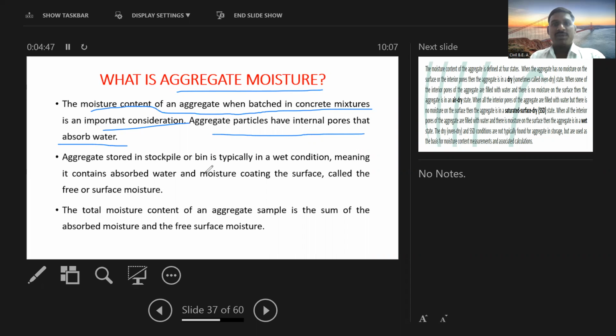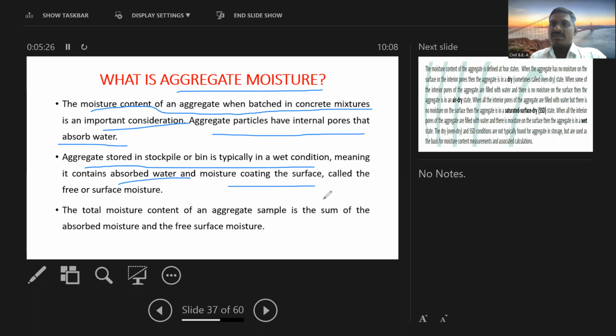The aggregate particles have internal pores that absorb the water. Sometimes the aggregate has some small holes or pores, so that water gets absorbed into the aggregate. Then the aggregate stored in stockpiles or bins is typically in a wet condition. It contains absorbed water and also moisture coating the surface. So the water is absorbed in some percentage, and the surface of the aggregate is coated with moisture.